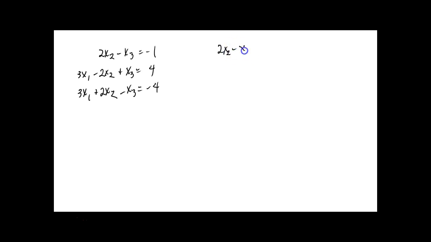2x2 minus x3 equals minus 1. 3x1 minus 2x2 plus x3 equals 4. My writing isn't too good, but get over it. 3x1 plus 2x2 plus x3 is equal to minus 4. Now, which of those has a unique solution? Can you look at it and tell, or do we have to start row reduction?